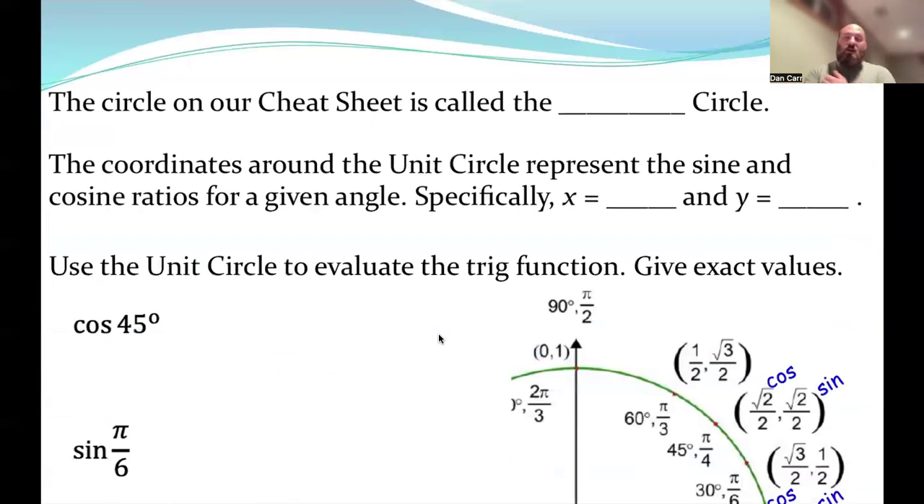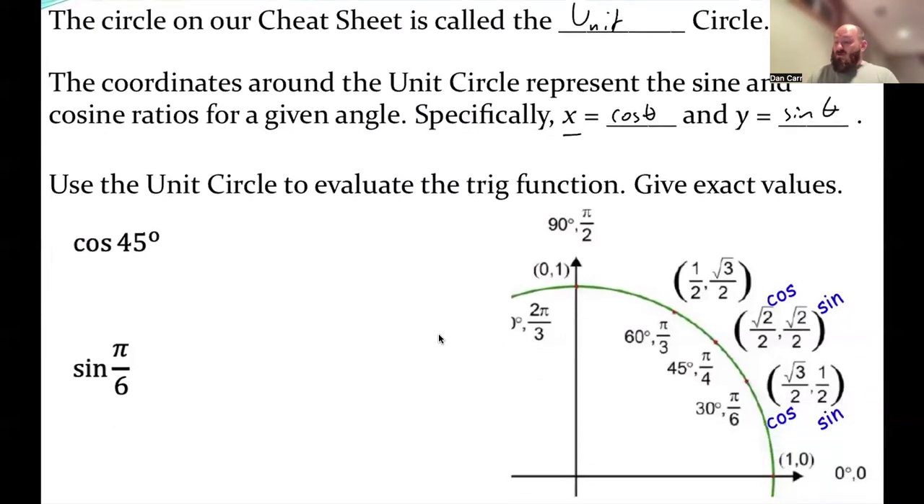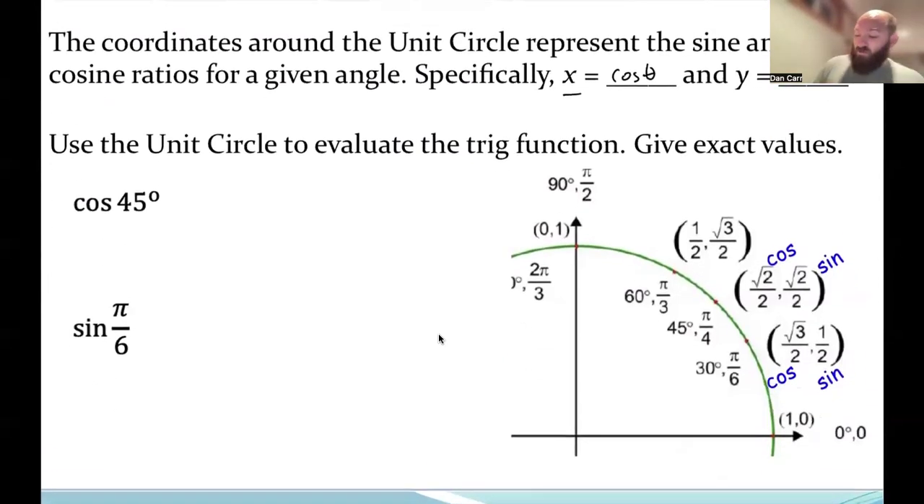So you're going to get a cheat sheet for this. The circle on the cheat sheet is what's called the unit circle. The coordinates around the unit circle represent the sine and cosine ratios for a given angle. And it's always going to be x equals the cosine of theta and y equals the sine of theta. So when we look at this, if we want to evaluate using our unit circle idea, we want to find the cosine of 45 degrees.